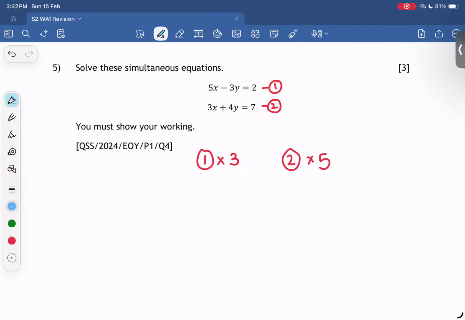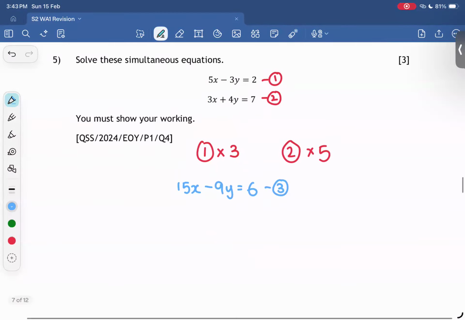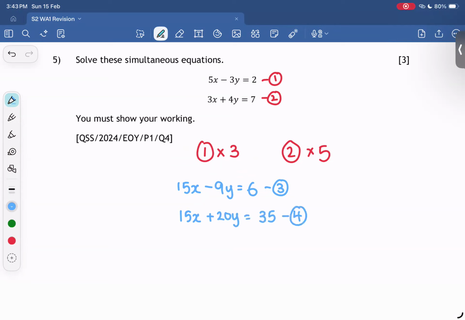So first equation times 3, it will be 15x minus 9y equals 6. This is equation number 3 now. And let's see the next equation. We want to times 5, right? So it's 15x plus 20y equals 35. This is equation number 4.